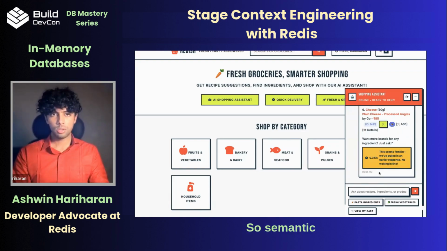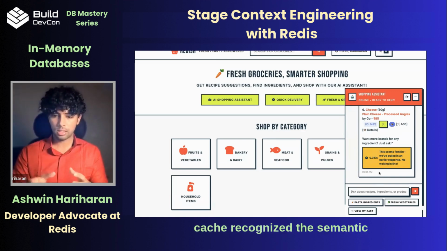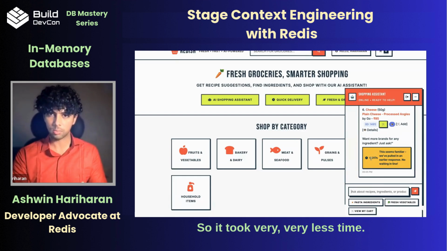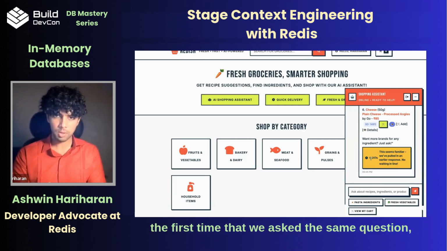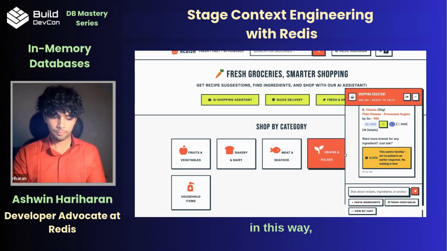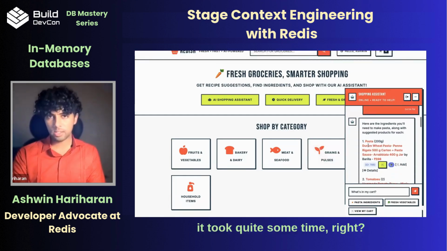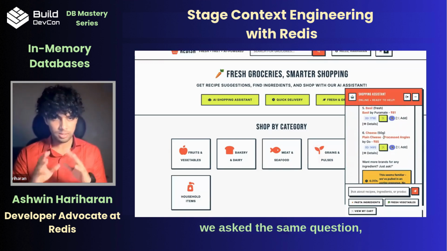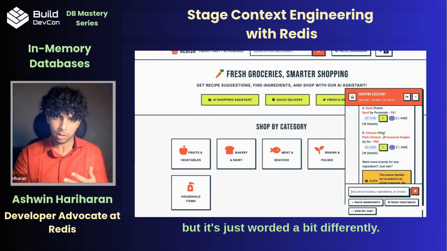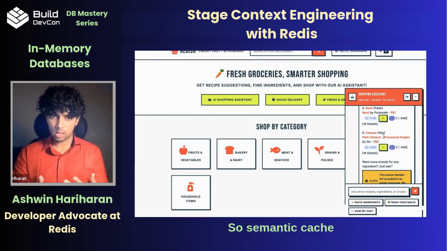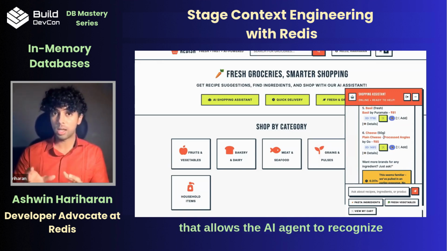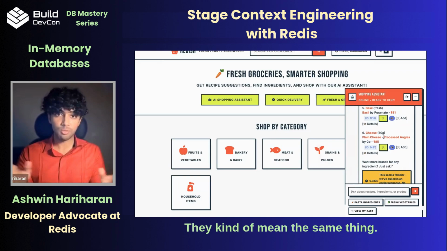Okay. So semantic cache recognized the semantic similarity and served the cache response. So it took very, very little time. Whereas the previous time, the first time that we asked the same question in this way, it took quite some time, right? This time, we asked the same question, but it's worded a bit differently. So semantic cache with Redis allows the AI agent to recognize that both questions kind of mean the same thing.